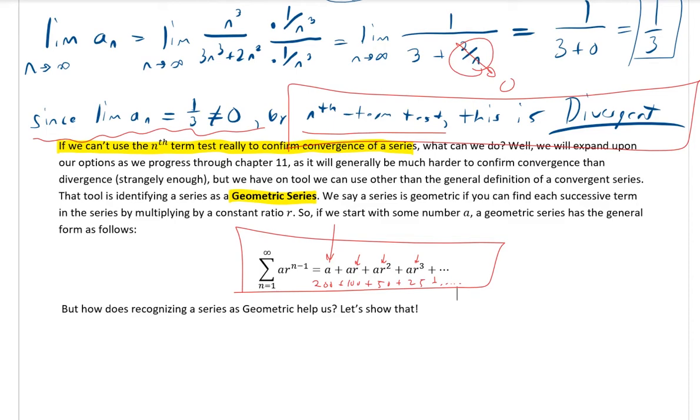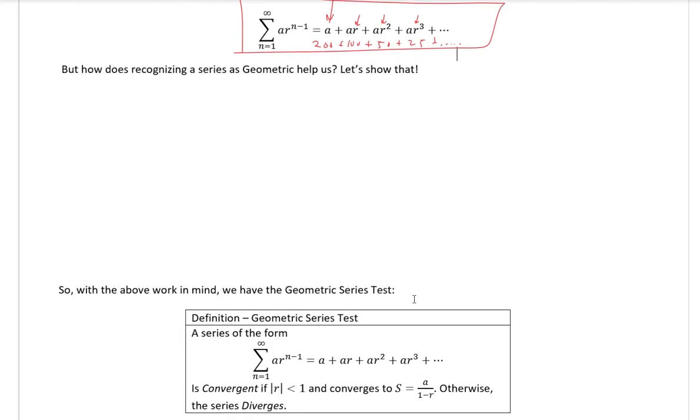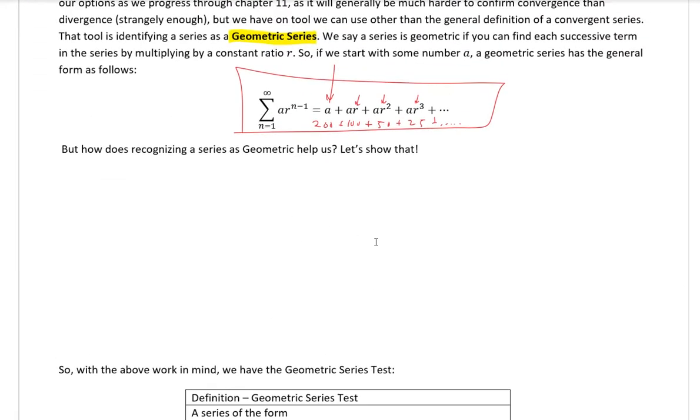But the question is, okay, why is a geometric series important to look at? Well, let's show that. And the way we're going to show that is a little bit strange. What we're going to look at are partial sums. So if I look at the partial sum of this, this means a plus ar plus ar squared plus ar cubed plus etc., really up to ar to the n minus 1.